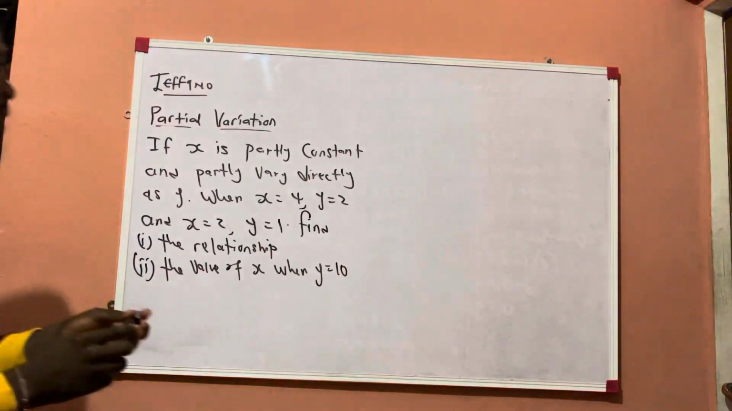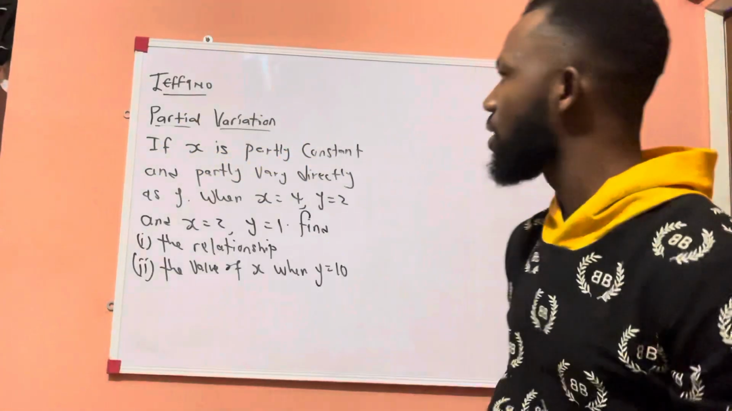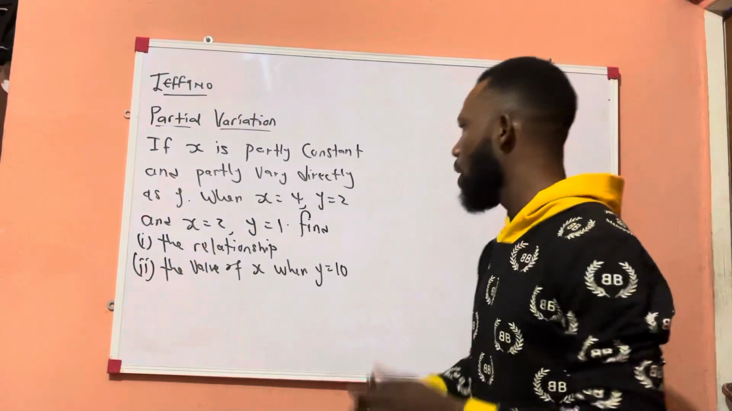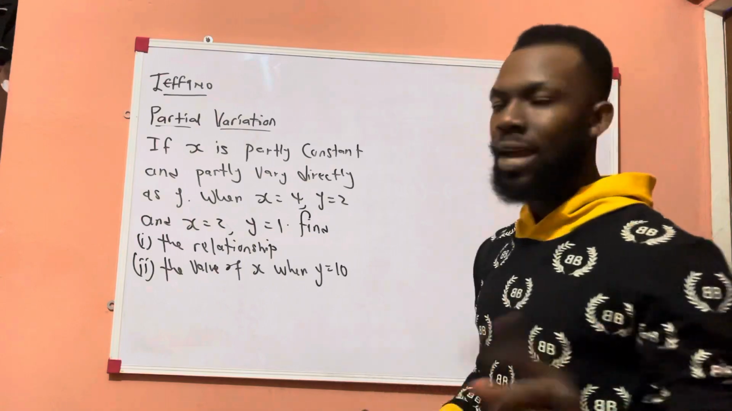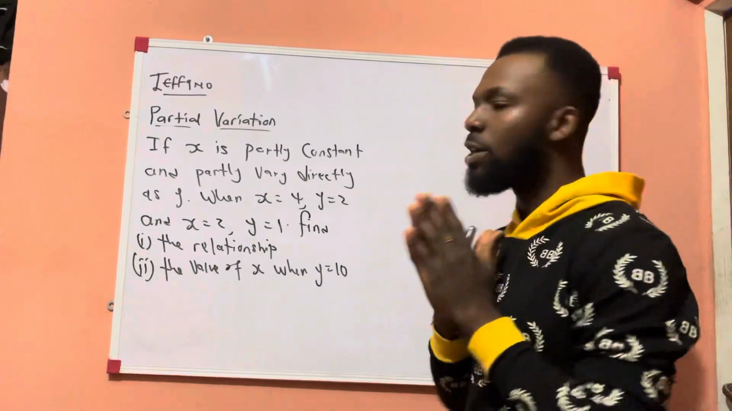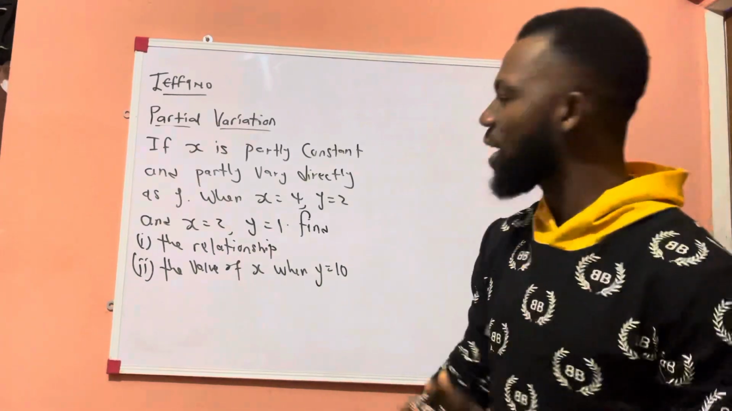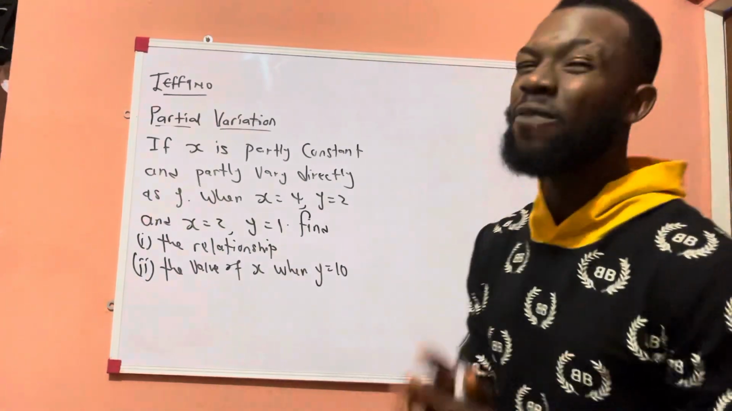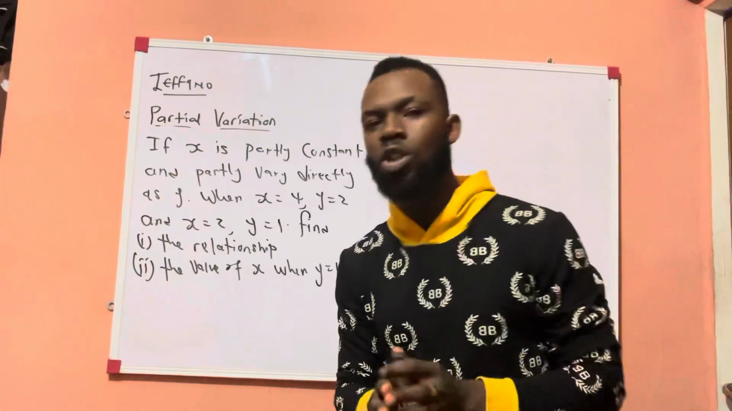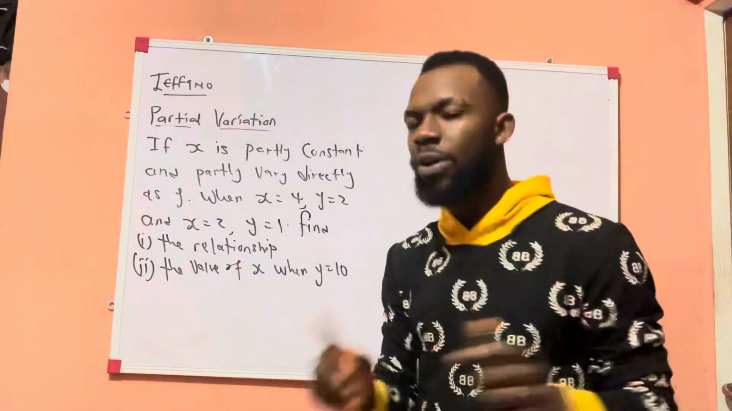Okay, now let us take a look at this question again. It says, if x is partly constant and partly varies directly as y, when x is equal to 4, y equal to 2, and when x equal to 2, y equal to 1, find the relationship. Now, you know that before we can find the relationship, we need to get the value of our constants. And from the beginning of the class, I told you that in partial variation, we have two constants. So we're going to see how it works.